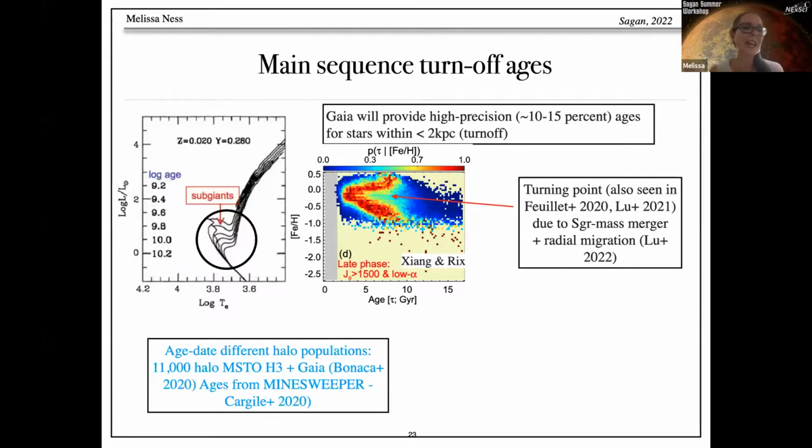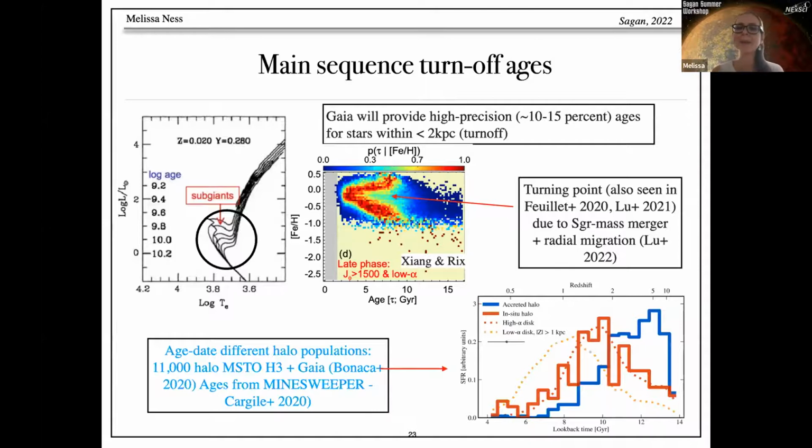Okay, we've also been able to age date different halo populations using the main sequence turnoff, and this is showing some results from the Gaia and H3 survey. The different histograms represent different populations. The oldest is the accreted halo, followed by the in situ halo. Underneath the in situ halo is the high alpha disk, which is thought to be associated with this population, and the low alpha disk is sitting at the lowest mean age distribution. So we're able to get precise age distributions for different populations in the Milky Way.